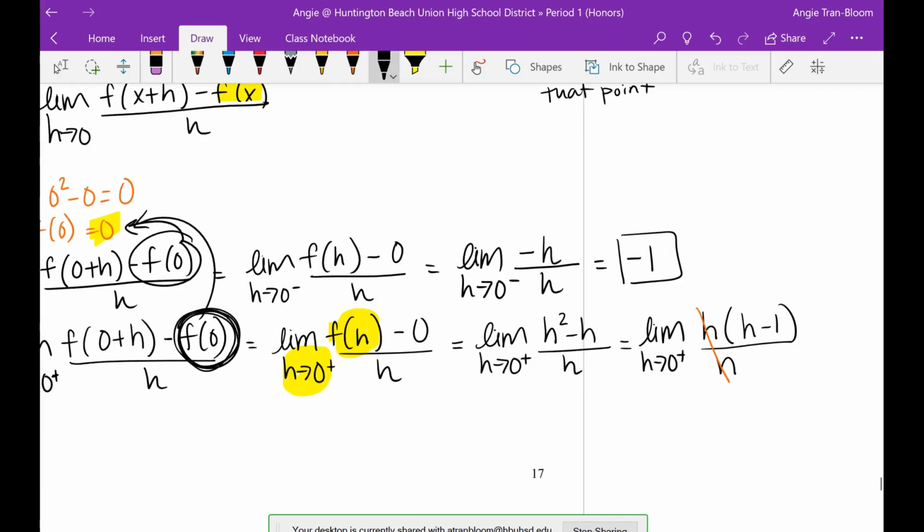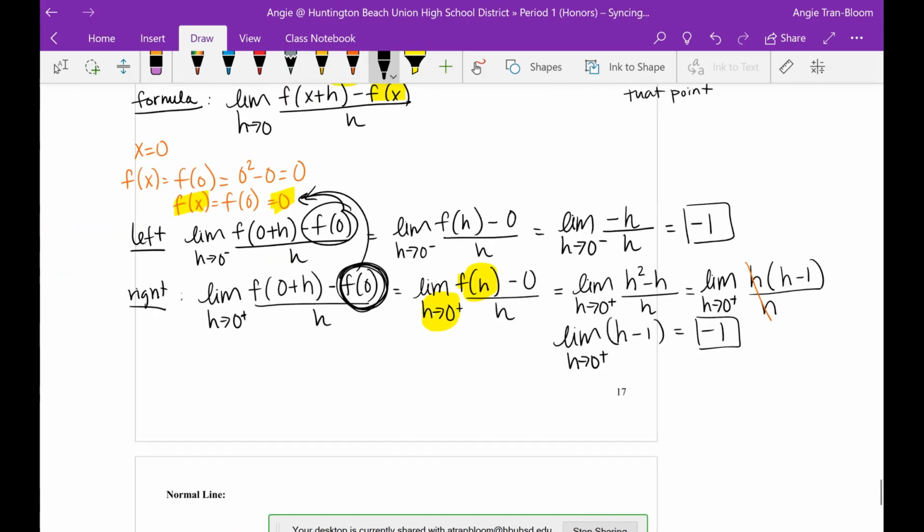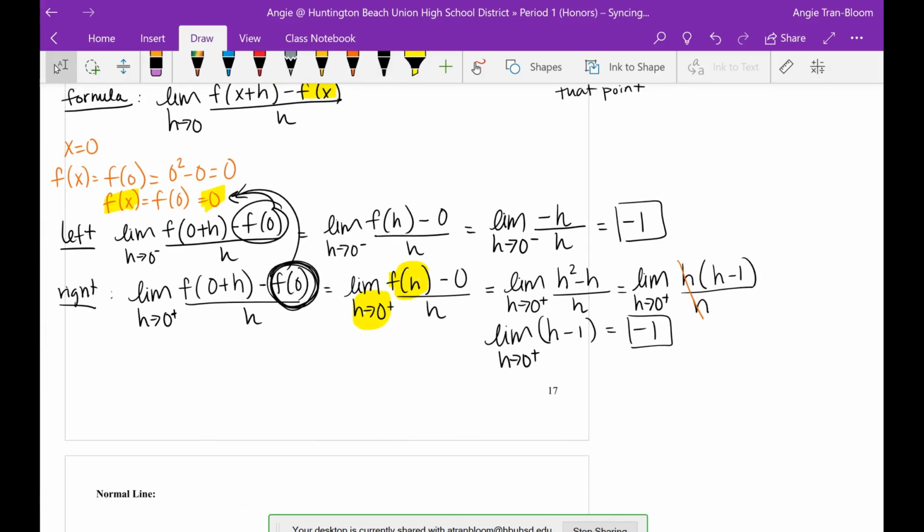So as you can see, I have a limit as h approaches 0 from the right of h minus 1. By substitution, my right-hand slope is now -1. Since left and right slope are identical, we can say that the slope does exist, okay? The slope, therefore, m equals -1 at x equals 0. Okay, so I have a slope at x equals 0.